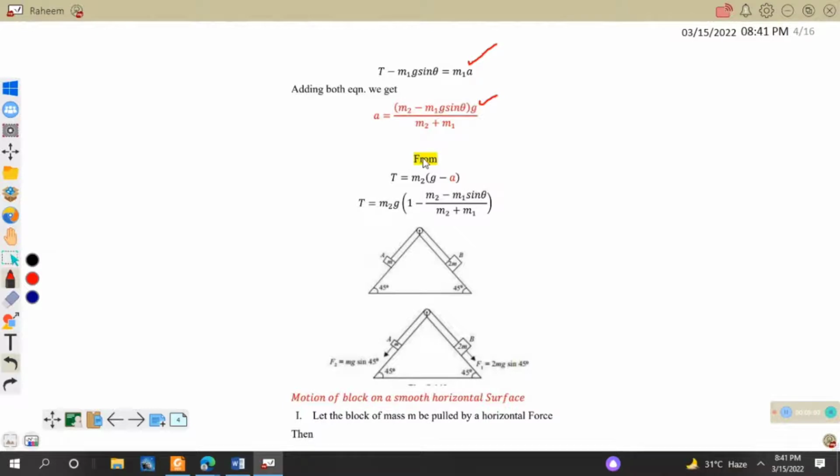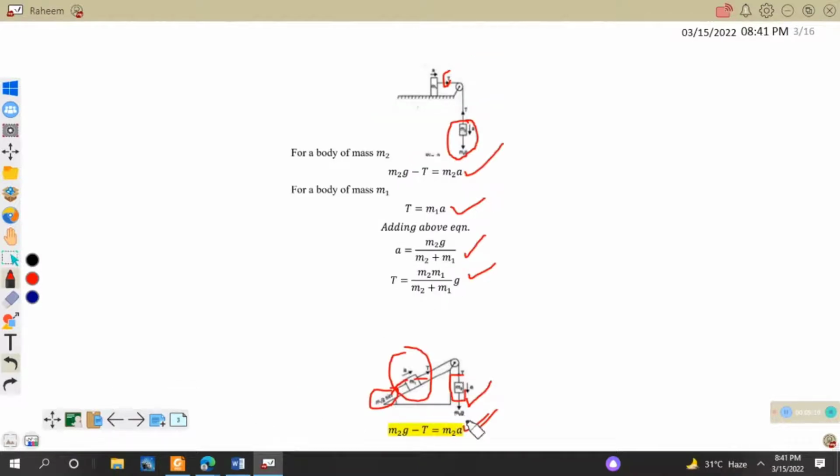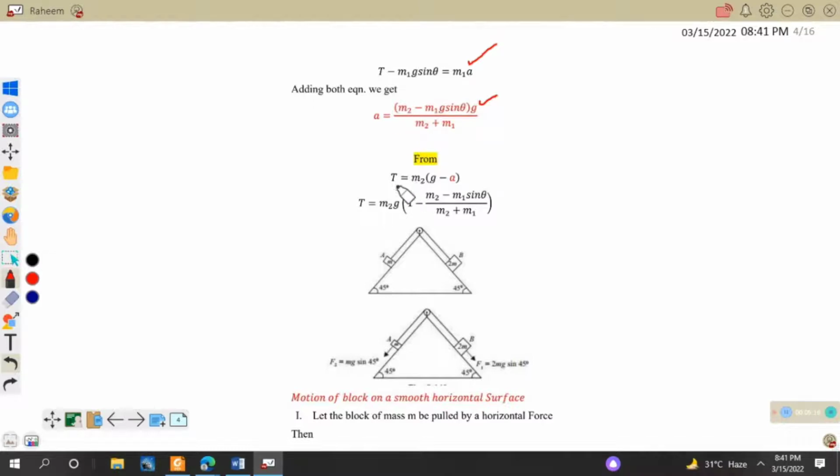To find tension, I am referring to this highlighted equation. From this equation, I will modify it like this: tension will be equal to M2 into G minus A. Putting in the value of acceleration, which is highlighted in red, and simplifying this equation, we are left with M2G into 1 minus M2 minus M1 sin theta over M1 plus M2.